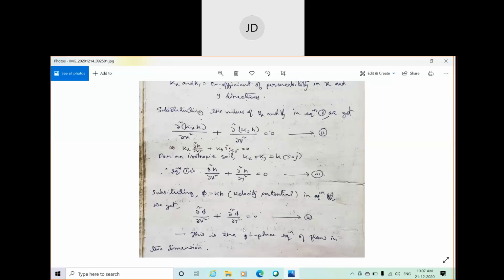Some very important MCQs may be generated from this derivation, so I advise you to go through this particular derivation thoroughly. So this is all about today's class. Next class we'll discuss this particular velocity potential, then we'll discuss stream function, and finally we'll discuss flow net. And flow net is very important, and it's used to study the seepage of water through soil.